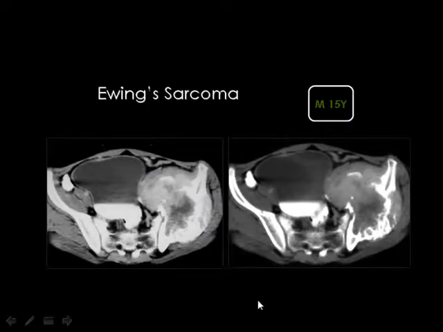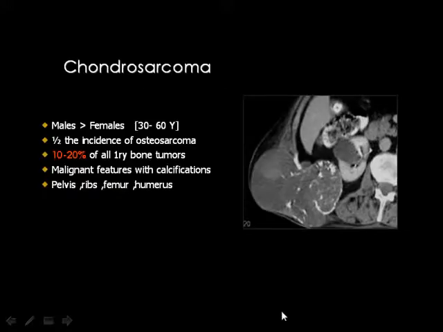Then one of the rules that I used to say is whenever you see a destructive lesion in the pelvis, if this patient is in the pediatric age group, suspect the possibility of Ewing sarcoma. If he is adult, suspect the possibility of metastatic disease. Then a destructive lesion in the pelvis, especially if it is associated with bone sclerosis in the pediatric age group, is highly suggestive of Ewing sarcoma.